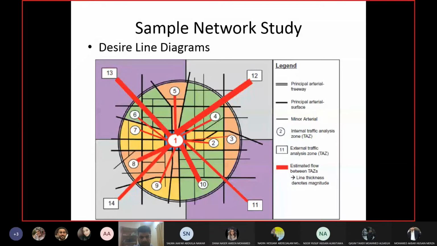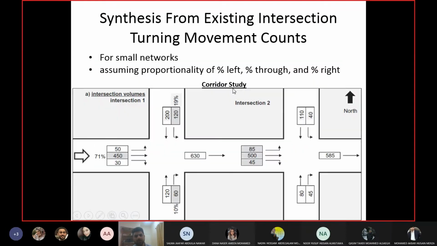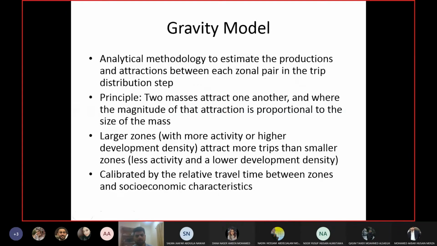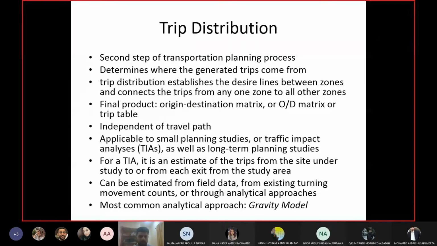And then 10 maybe. So this is the desired line diagram, and as they have shown here, it is representing the estimated flows from zone 1 to the other zones. A thick line means more trips which are coming from zone 1 to zone 14.